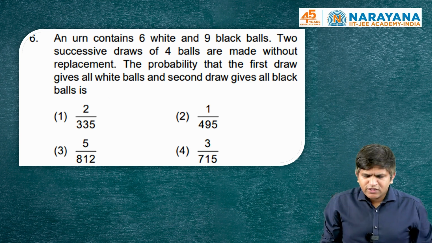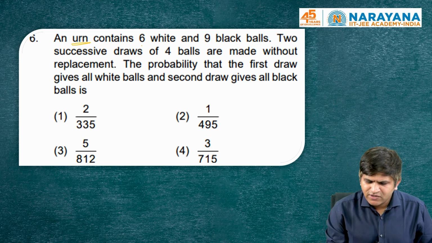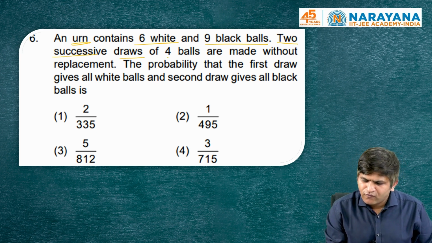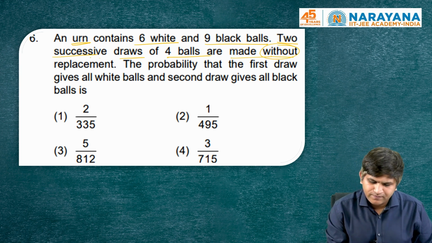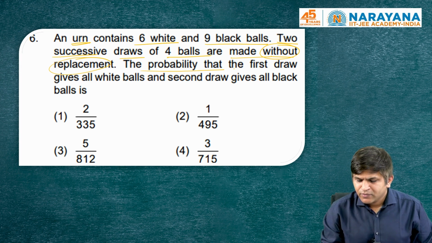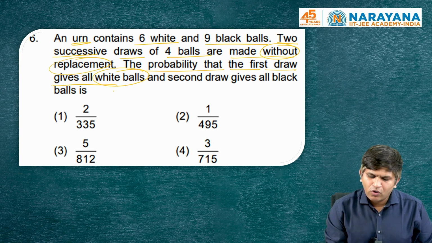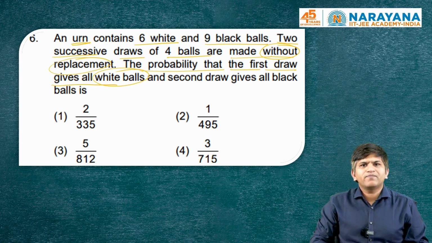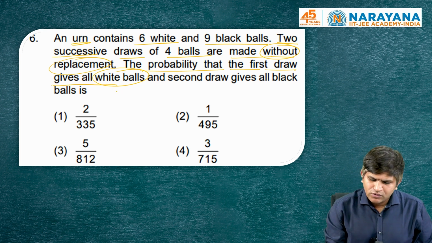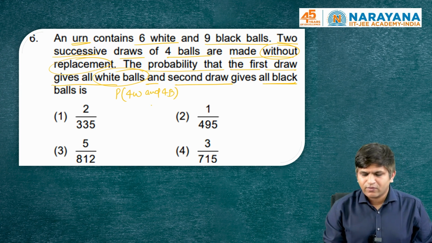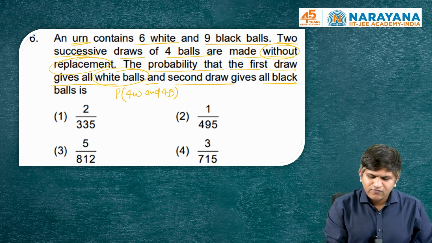Okay. So in this problem, an urn, which means a bag, is given which is containing 6 white and 9 black balls. Two successive draws of 4 balls are made without replacement. Then the probability that the first draw gives all white balls, so it means all 4 balls which we are drawing in the first attempt are white. So the required probability is the probability of 4 white, and in the second draw it gives all black, so 4 white and 4 black balls. This is our required probability, and the condition is without replacement.